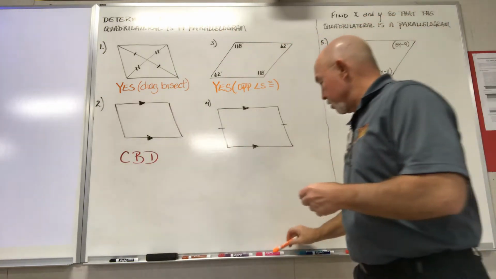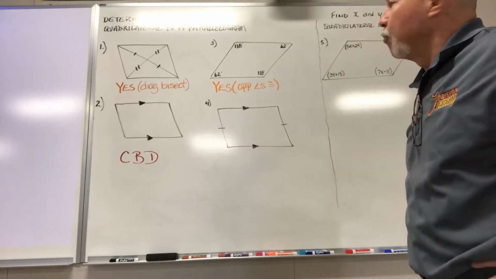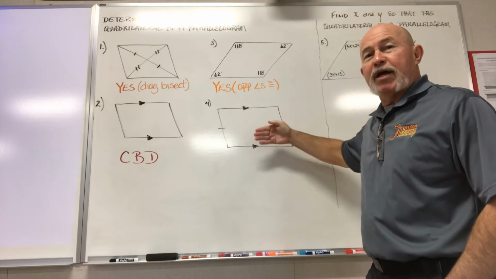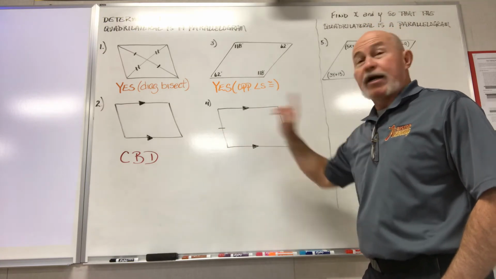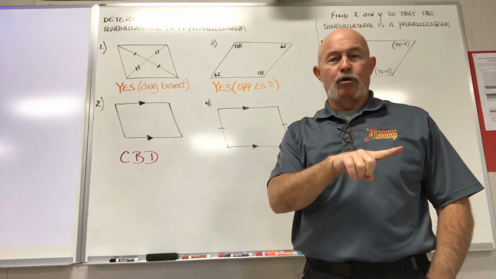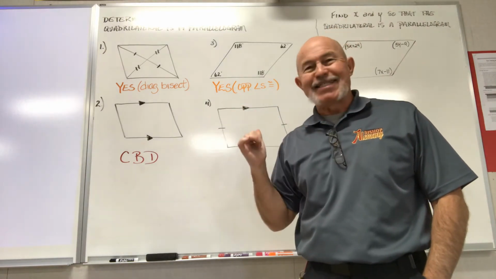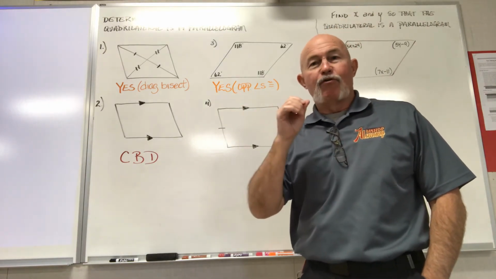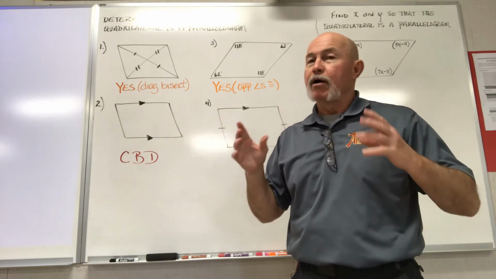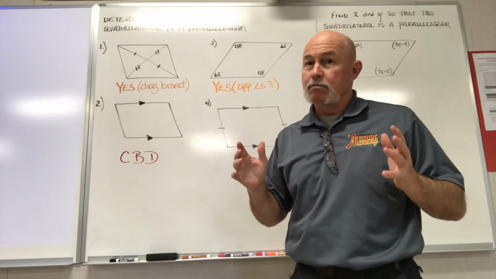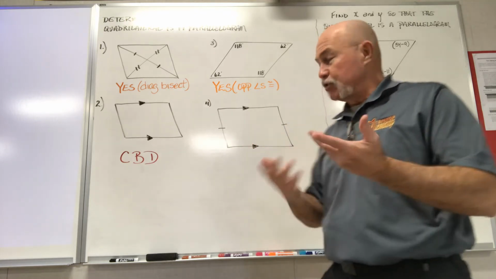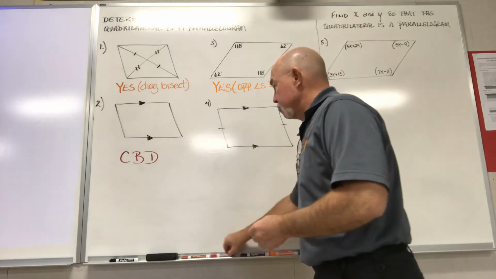It's amazing how well we can abbreviate here. Next one. We have an opposite pair of sides that's parallel. We've got an opposite pair of sides that's congruent. However, they're not the same side. For that last method to work, they have to be the same side. Both parallel and congruent. So this is a cannot be determined.